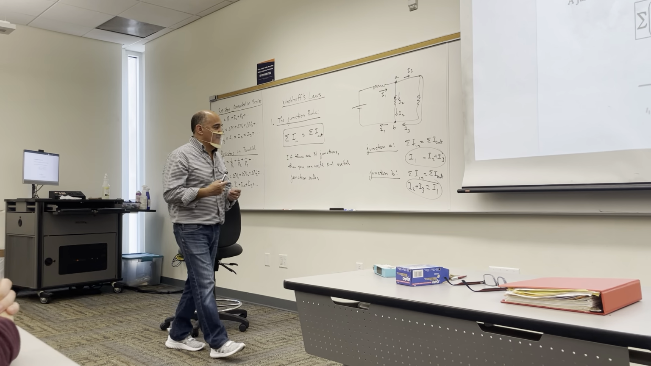Because what if I have a battery like this? And this is 10 volts. And I'm here. And I go this way. When I go from here to here across this battery, what's the potential difference across the battery? By how much did my potential change? By 10 volts, right?